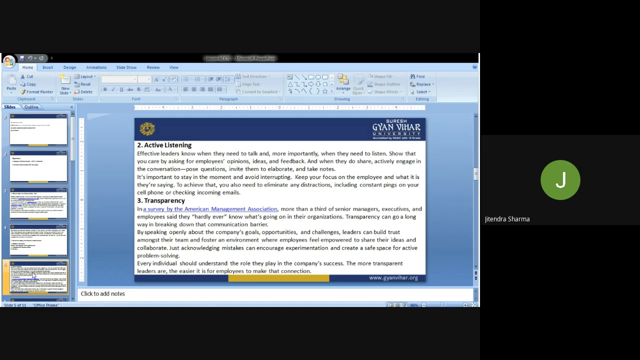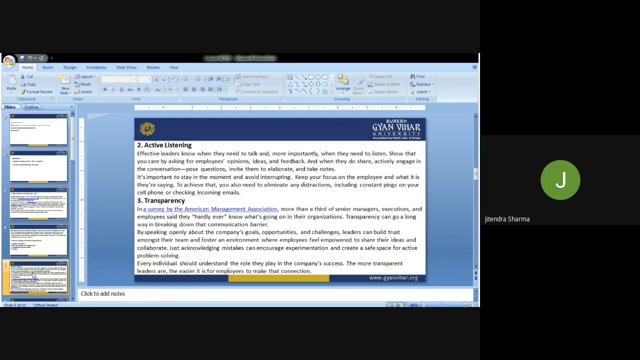Yes, listening skill is a unique technique to become a good leader or manager. Effective leaders know when they need to talk, and more importantly, when they need to listen, so that you show you care. You are asking for employees' opinions, ideas, and feedback. And when they share, actively engage in the conversation, pose questions, invite them to elaborate, and take notes. It's important to stay in the moment and avoid interrupting.